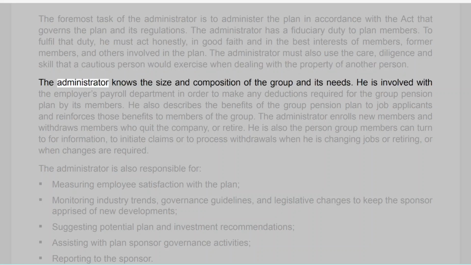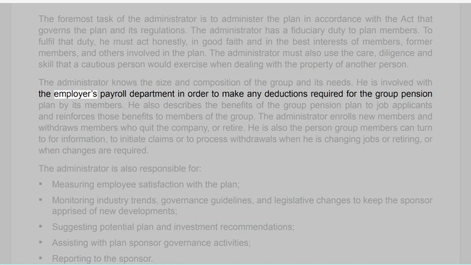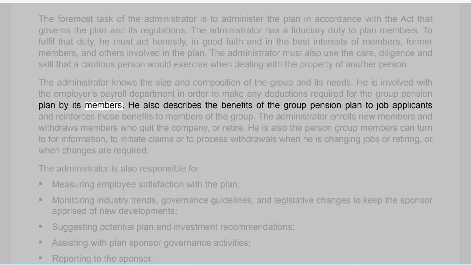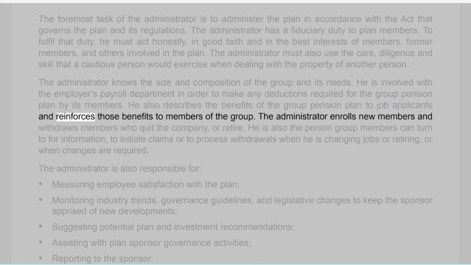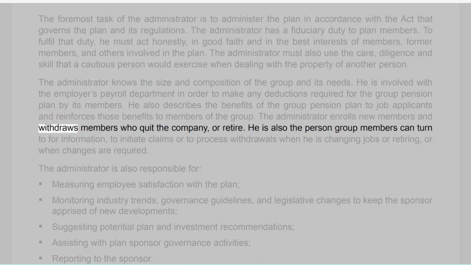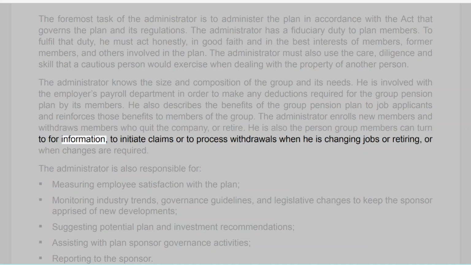The administrator knows the size and composition of the group and its needs. He is involved with the employer's payroll department in order to make any deductions required for the group pension plan by its members. He also describes the benefits of the group pension plan to job applicants and reinforces those benefits to members of the group. The administrator enrolls new members and withdraws members who quit the company or retire. He is also the person group members can turn to for information, to initiate claims or to process withdrawals when he is changing jobs or retiring or when changes are required.